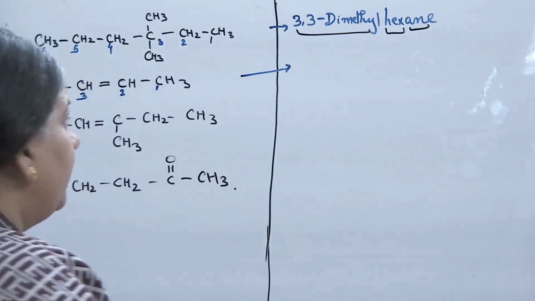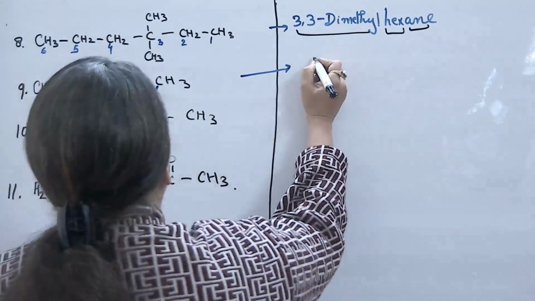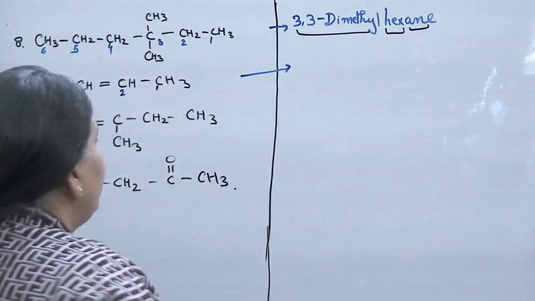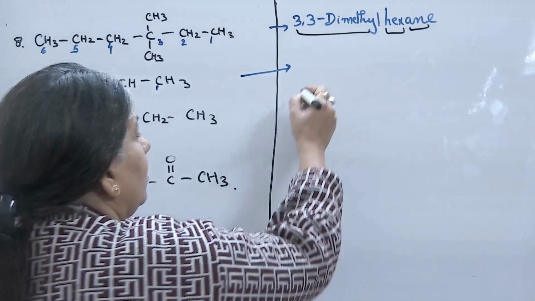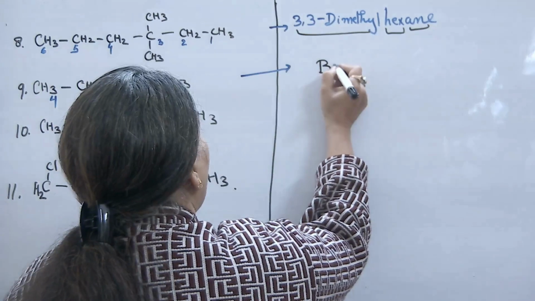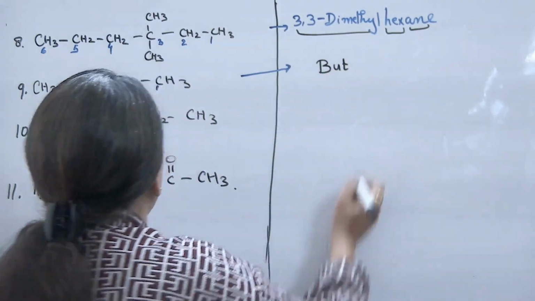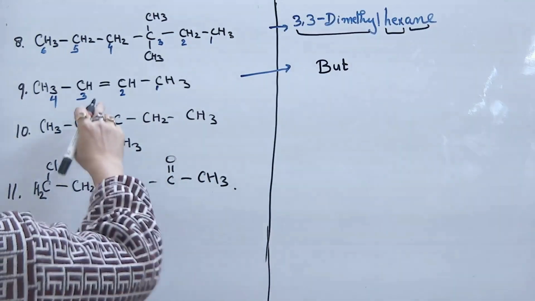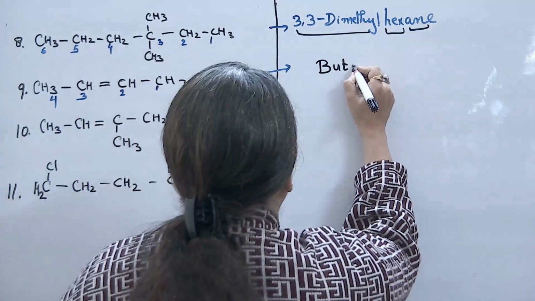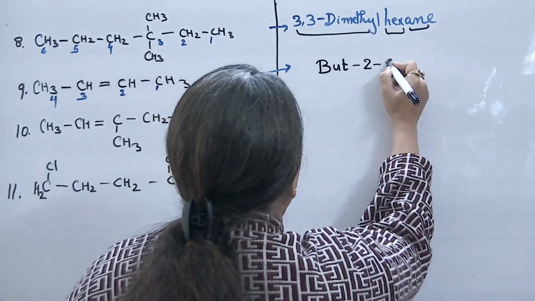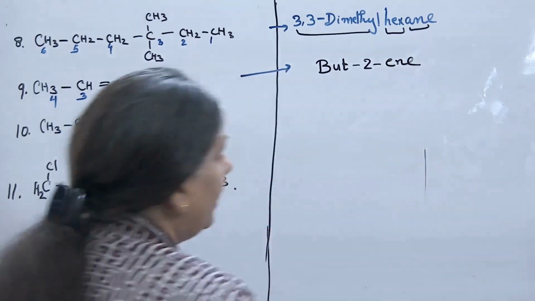Next, let's number this one: 1, 2, 3, 4. See, the name will be butene, so the root word is but. Then mention the position of the double bond, but-2-ene. Now the suffix will be ene.